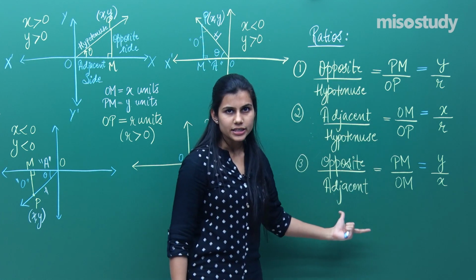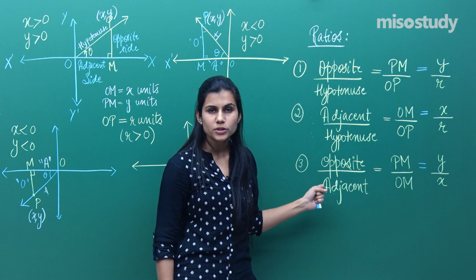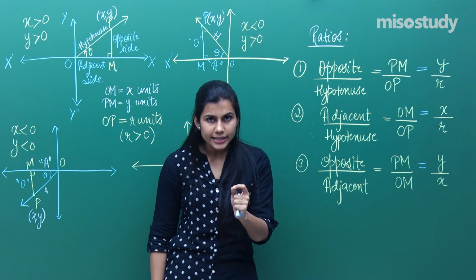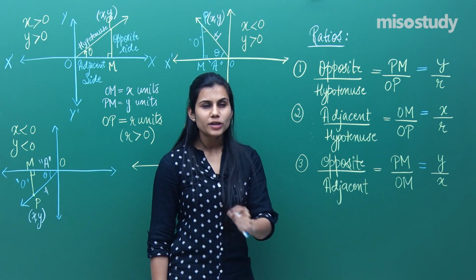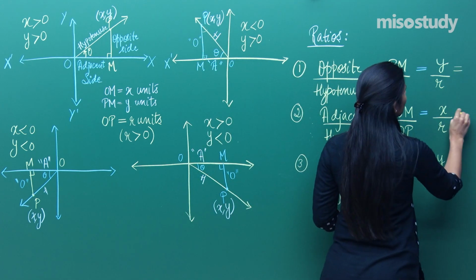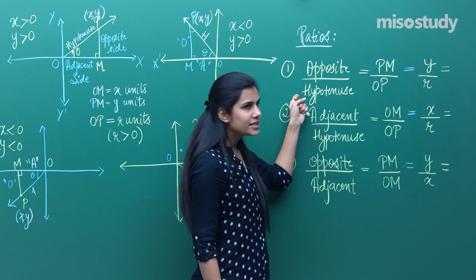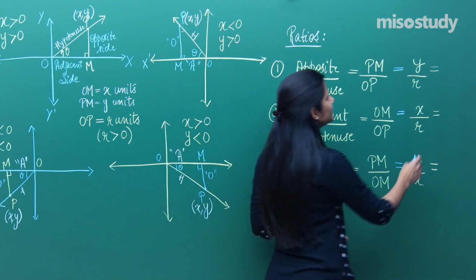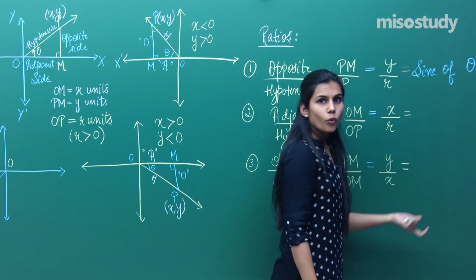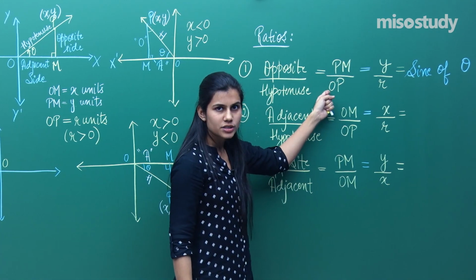And because all of this is happening when and only when we have been able to fix a side to be opposite and adjacent, and because that is done with the help of a certain angle theta, that is why we need to involve theta in these ratios, and that is the actual representation and meaning of these ratios. The ratio of the opposite side upon the hypotenuse is known as sine of the angle theta, with respect to which PM is opposite and OP is the hypotenuse.